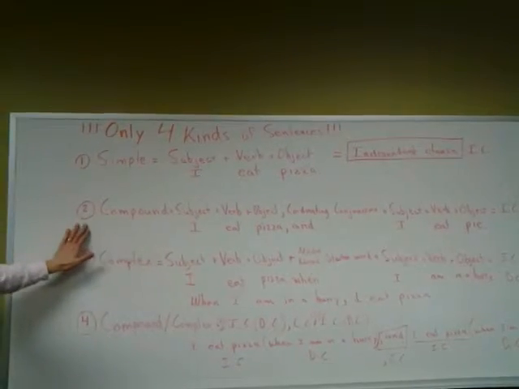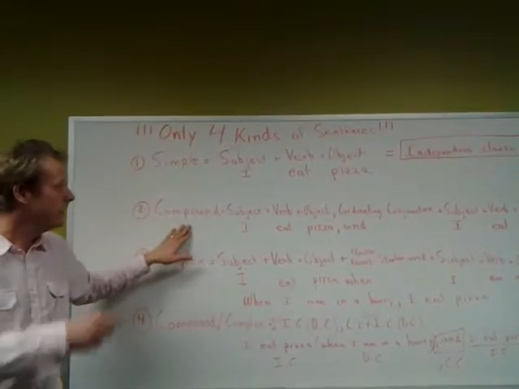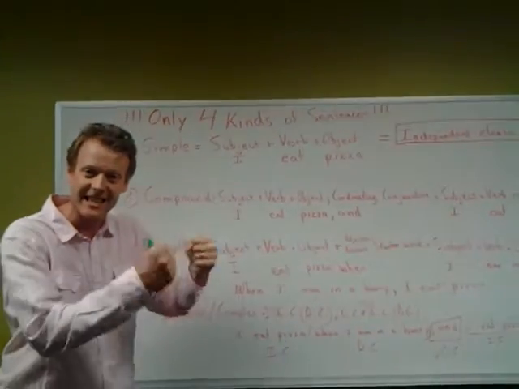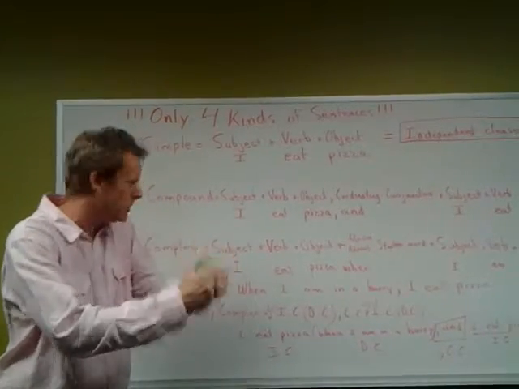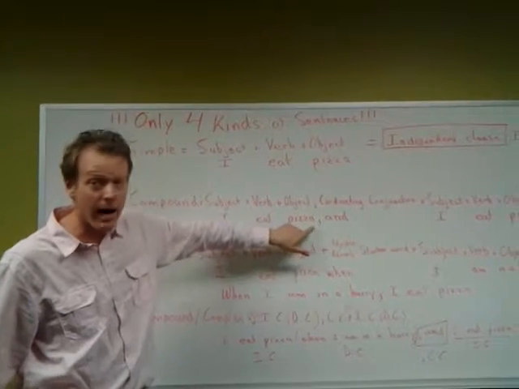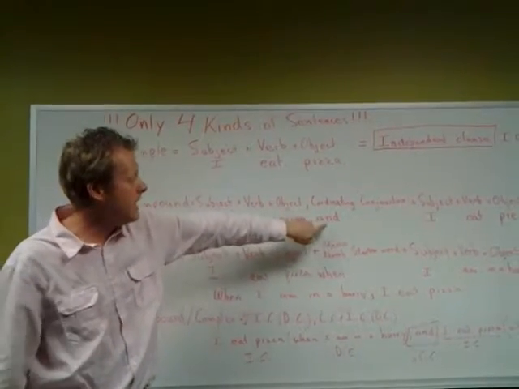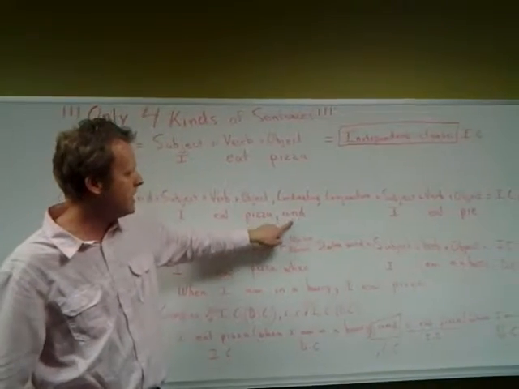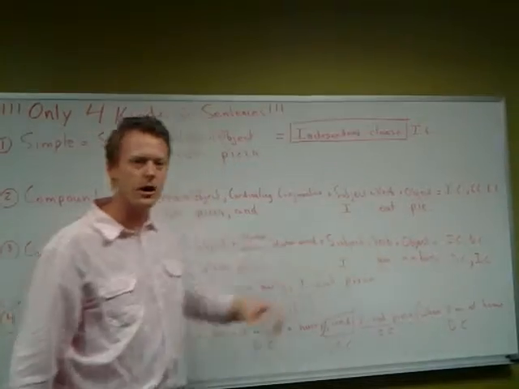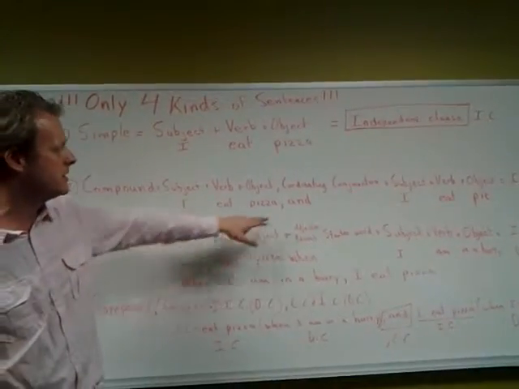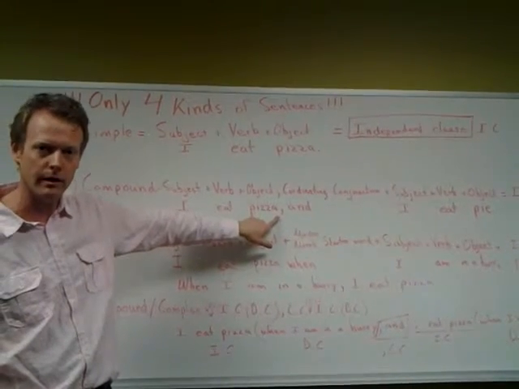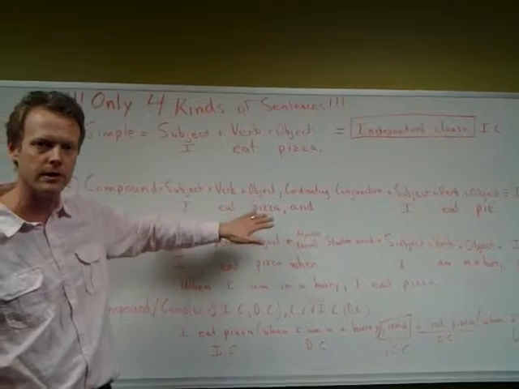A compound sentence, well, compound means 2. So it has 2 independent clauses connected together with a coordinating conjunction. I eat pizza, comma. Gotta have a comma. Don't forget the comma. And is a coordinating conjunction. And I eat pie. So you have 2 separate independent clauses connected with a coordinating conjunction. Don't forget the comma with this construction. This is a compound sentence.